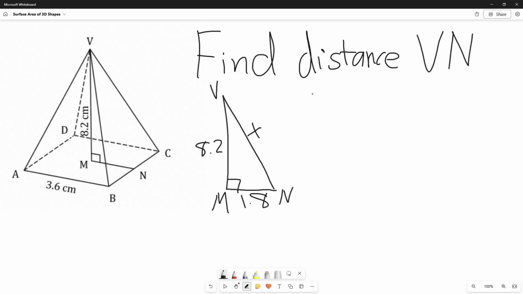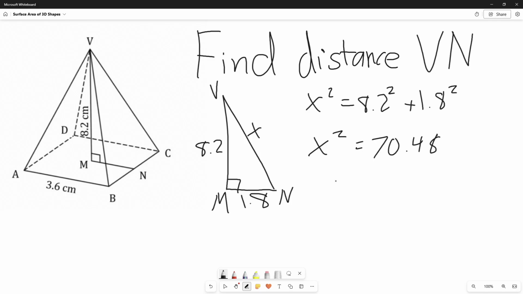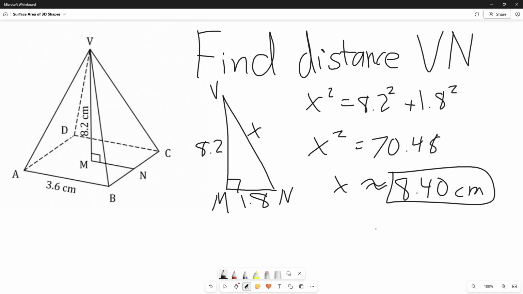And now using the Pythagorean theorem, we can write x squared equals 8.2 squared plus 1.8 squared, or x squared equals 70.48, or x is approximately 8.40 rounded to 3 sig figs centimeters. And that's our final answer for this problem.